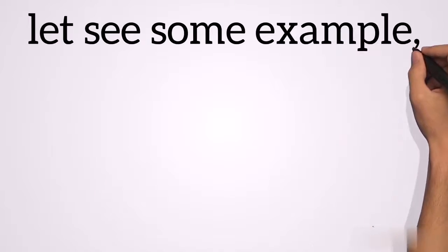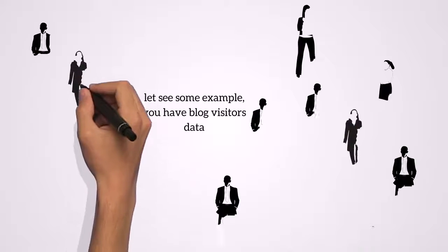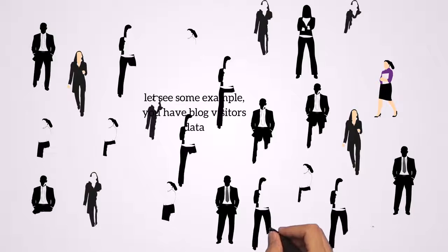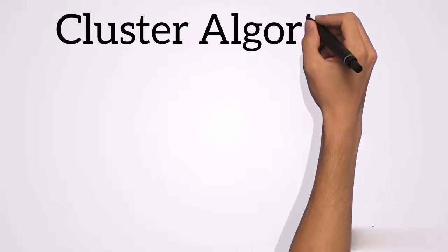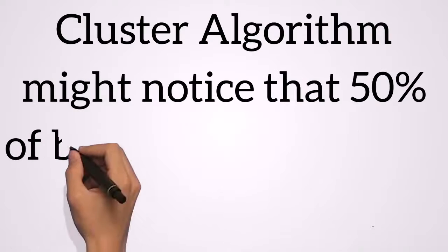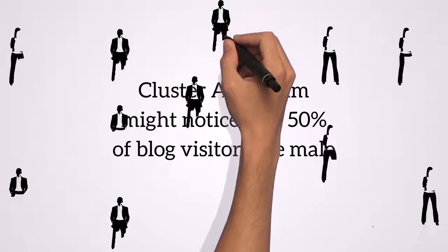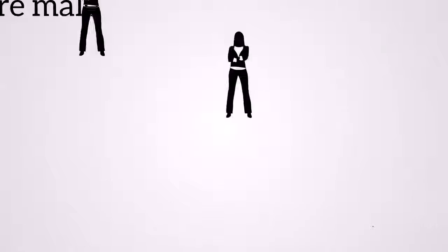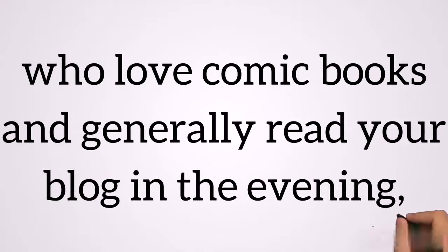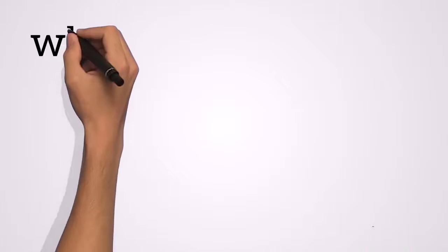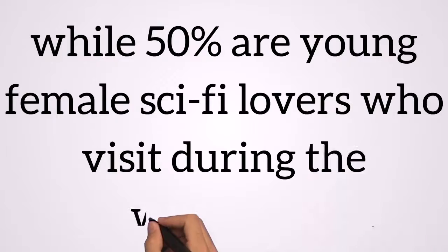Let's see some example. You have blog visitors data. Cluster algorithm might notice that 50% of blog visitors are male, who love comic books and generally read your blog in the evening, while 50% are young female science fiction lovers, who visit during the weekends.